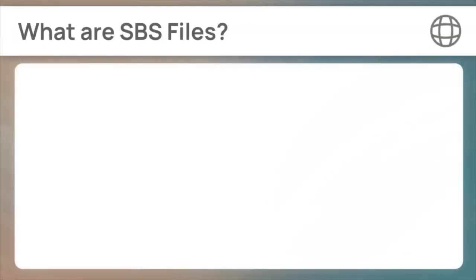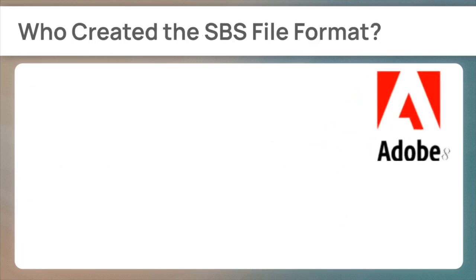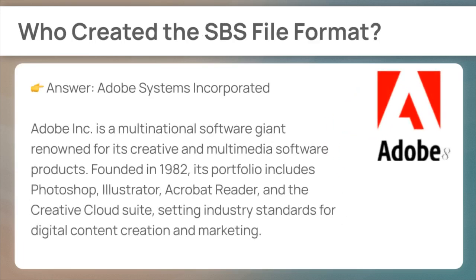An SBS file is a procedural material graph created with Adobe Substance 3D Designer. Users search for this to understand how to use these complex materials in 3D rendering applications like Blender, 3ds Max, or game engines. It contains a node-based network defining textures and their properties, not a static image.